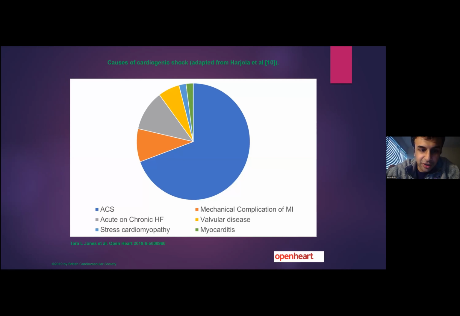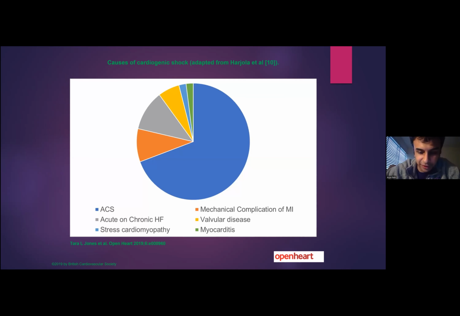Basically, cardiogenic shock has a lot of causes, but the most common cause is ACS. About 60 to 80% of cardiogenic shock is caused by ACS, which is acute coronary syndrome, but only about 5% of acute coronary syndrome results in cardiogenic shock. It's the leading cause of death in acute coronary syndrome. But there are other causes too, and this is one of the points I'm going to belabor.